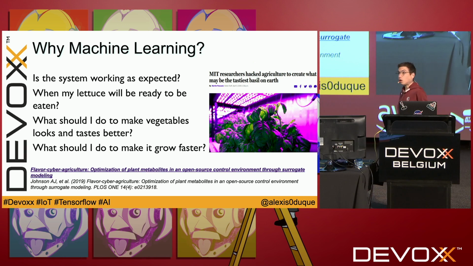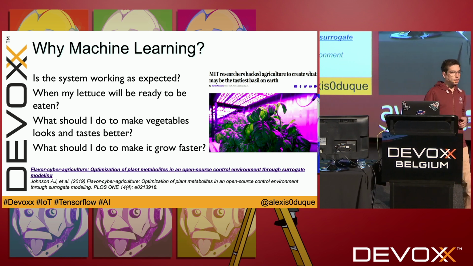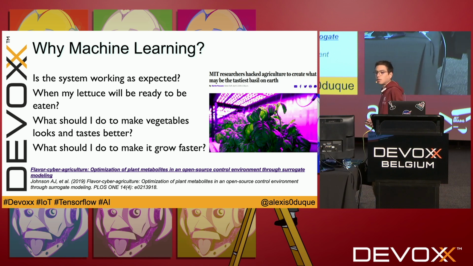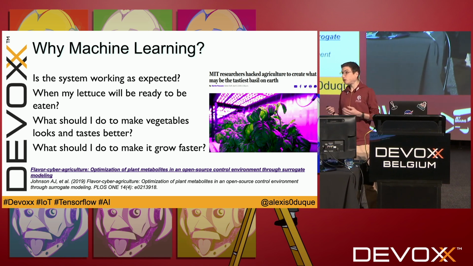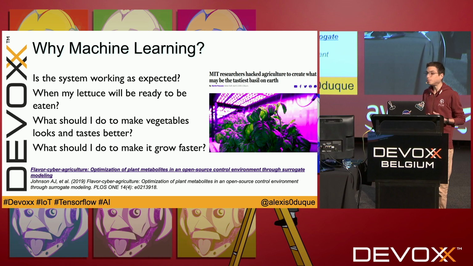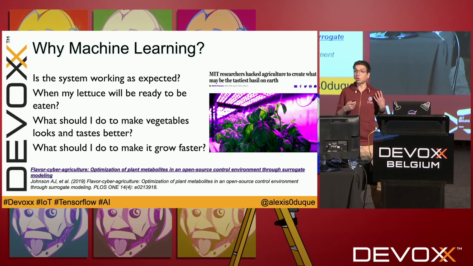Why do we want to do machine learning? To grow lettuce and vegetables. But first, we can use it to detect anomalies, to be sure that our system is working as we expect. We would like to predict when the lettuce will be eaten. And we will try to make our vegetables look better and taste better. And we would like to make them grow faster.